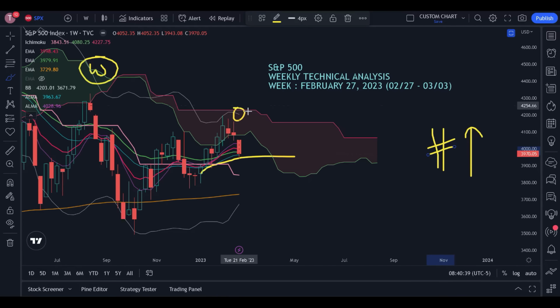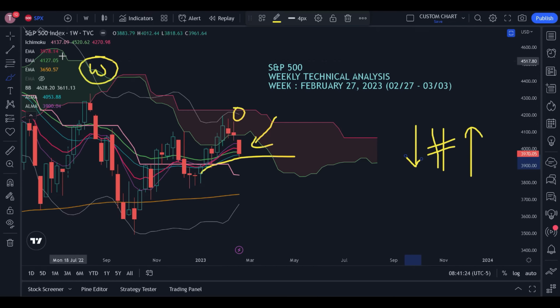Then comes the Ichimoku cloud. Because the S&P 500 has closed below the Ichimoku cloud, and it was supposed to, this was 100% confirmed last week. Because the S&P 500 is trading below the Ichimoku cloud, this means that the S&P 500 is bearish through the Ichimoku cloud, and this was no surprise at all. We knew that the open and the close of the S&P 500 on the weekly chart would be below the Ichimoku cloud. This was 100% confirmed in the previous week. So this was nothing new, no surprise.